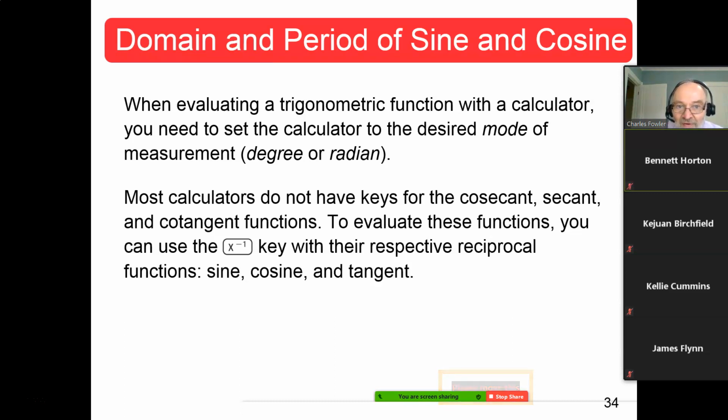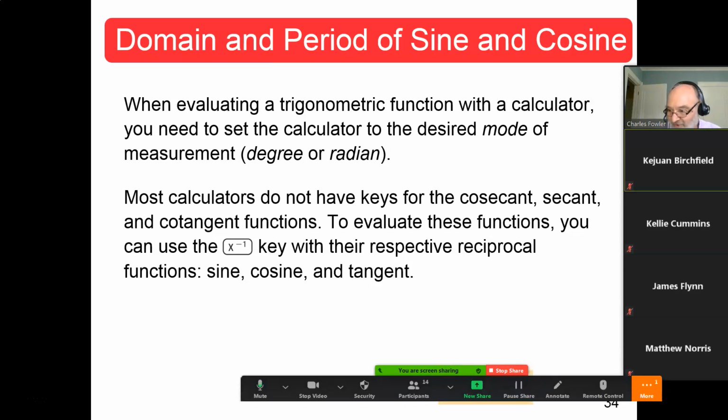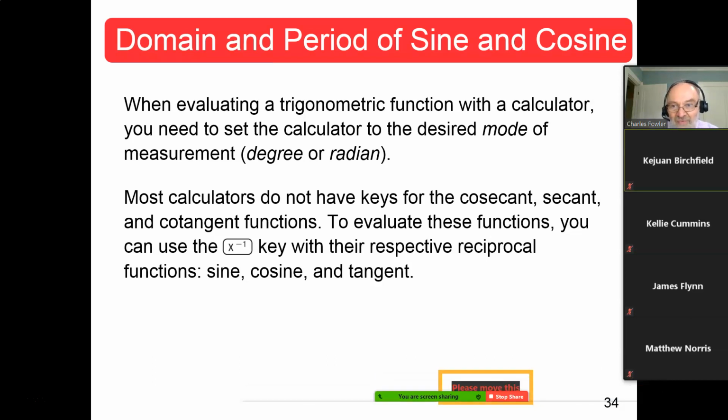When evaluating trig functions with a calculator, you can do that. It's only those favorite functions that we know exactly what their values are. The rest of them, we're basically going to have to use a calculator. You need to set the calculator in the desired mode of measurement, degree or radian. Now I use my phone for a calculator. So I log into my phone, go to the utilities thing, and then one of those utilities is a calculator.